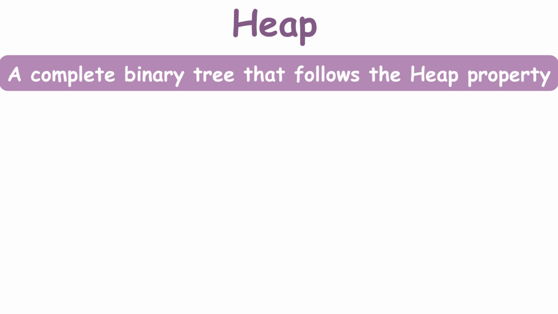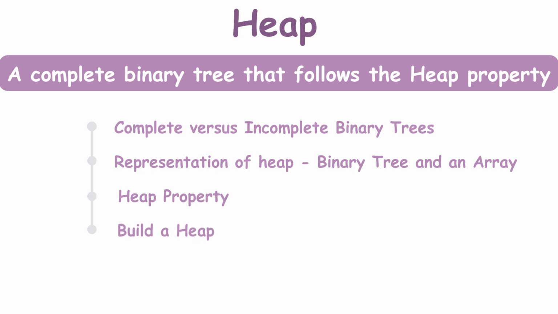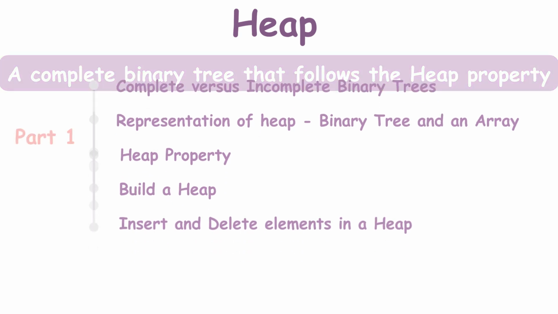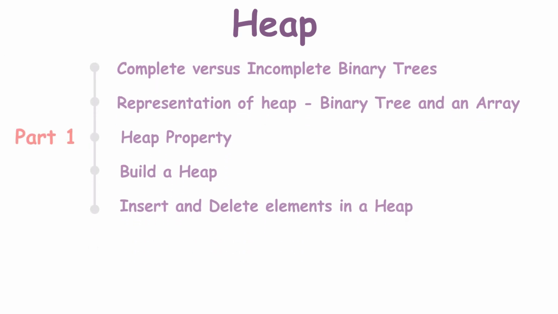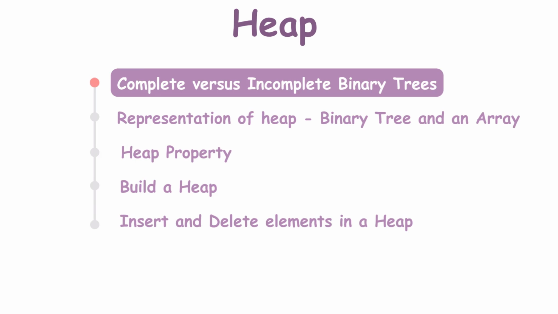We'll be covering the following topics: complete versus incomplete binary trees, representation of a heap as a binary tree and as an array. What do we mean by the heap property? How to build a heap? How do we insert and delete elements into the heap? So this forms part 1 of the video series, and in part 2, I will walk you through how heaps are used in real life applications like heap sort and priority queue. So let's jump right into part 1 and start with complete versus incomplete binary trees.